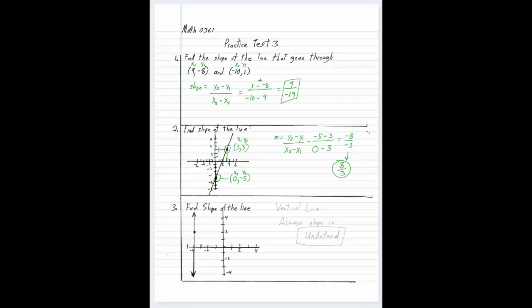Number 3, we'd also like to find the slope, but notice it's a vertical line. Vertical lines always have a slope that is undefined. And that's actually your answer. The answer is undefined.